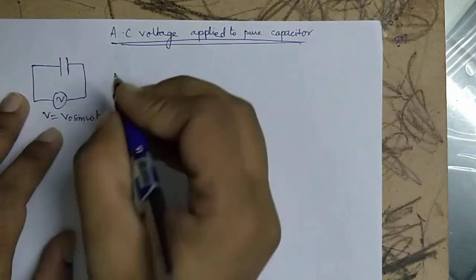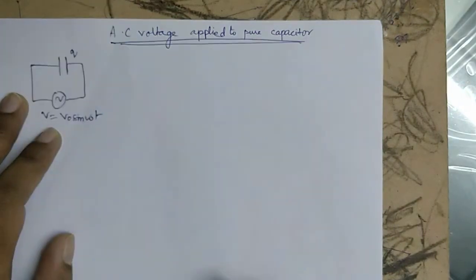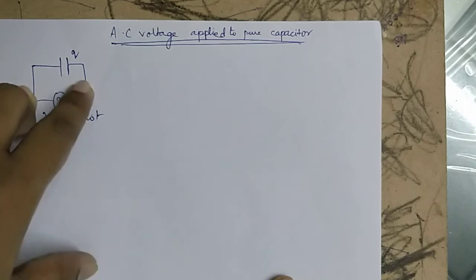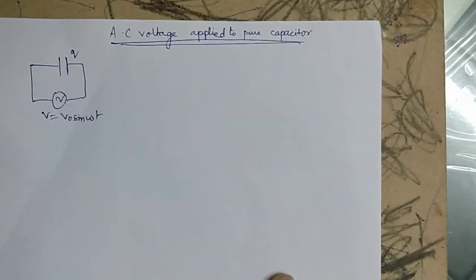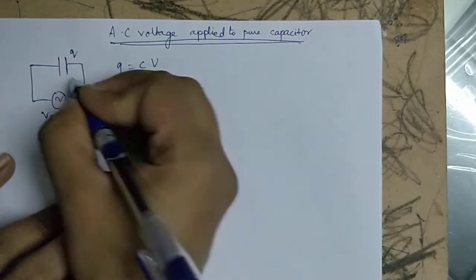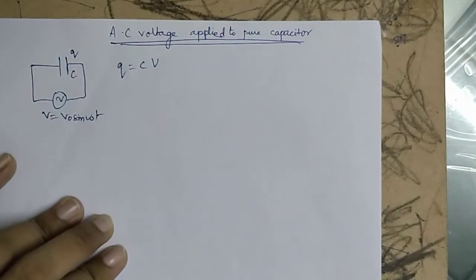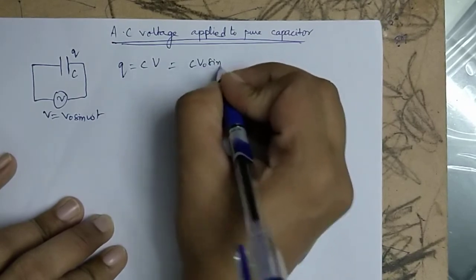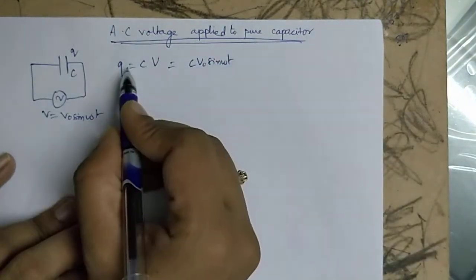At any point of time, suppose the charge acquired by one of the plates is plus Q, the other will acquire a minus Q charge. So if the charge is Q, then Q can be written as CV, where C is the capacitance of the capacitor. So this will become C V naught sine omega t. This is the instantaneous charge.